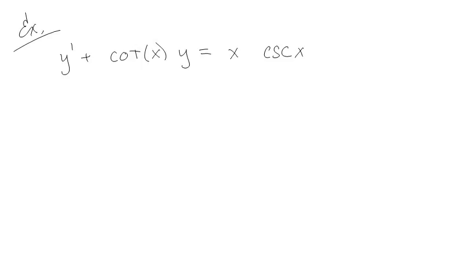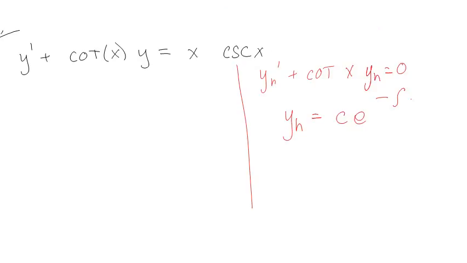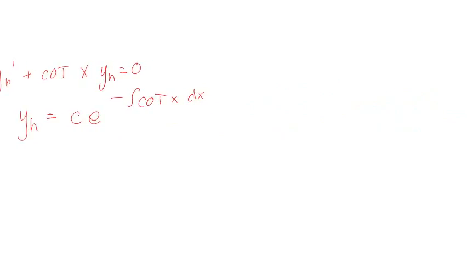Remember that our solution is to find the homogeneous part. So y homogeneous prime plus cotangent of x times y homogeneous is equal to 0. At this point you might say that y homogeneous is a constant times e to the negative integral of the cotangent of x dx, but you don't remember the integral of cotangent, and we should be able to do this without a calculator. So check it out.